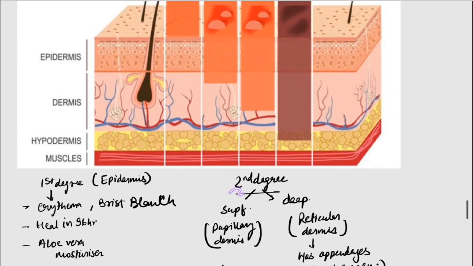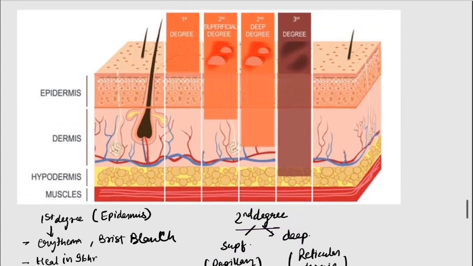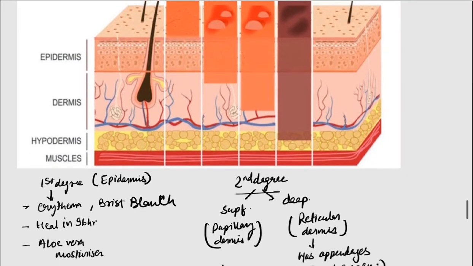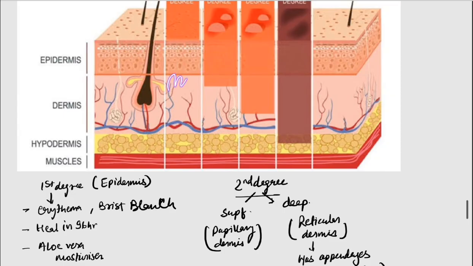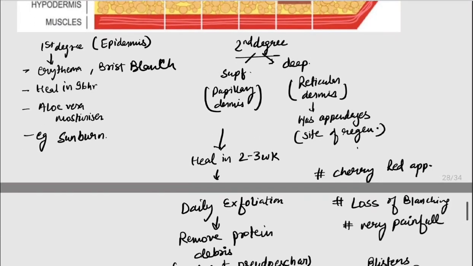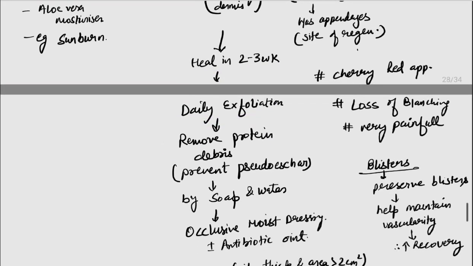In second degree burn, there are two types. The first is superficial and the second is deep. In superficial second degree, only the papillary dermis is involved, which heals in 2 to 3 weeks. Here only daily dressing and exfoliation is done. Exfoliation is important because it removes the protein debris, therefore it prevents pseudo scar formation.